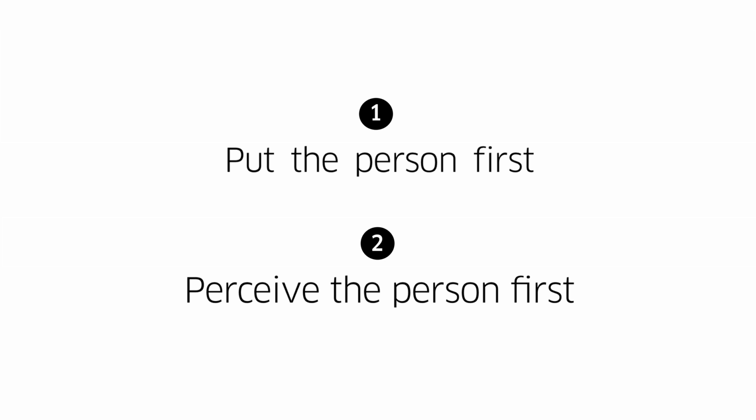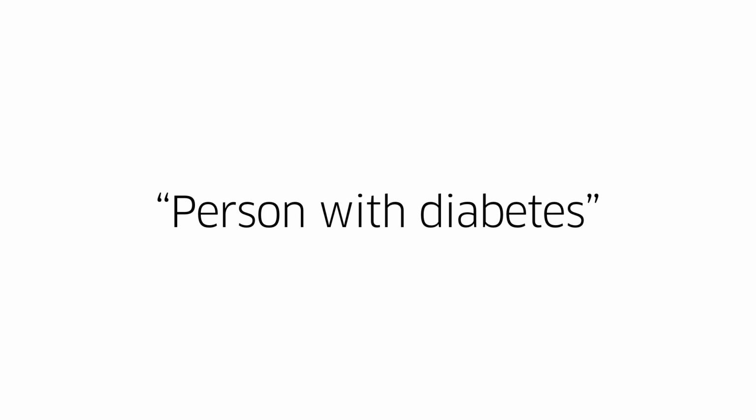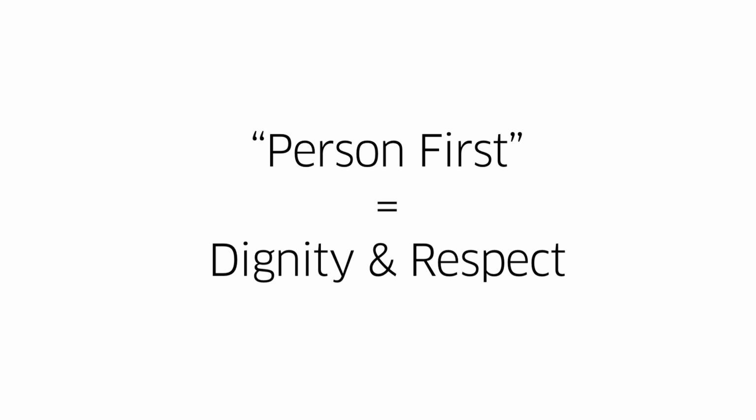So when we're talking about the language of person first, it means literally putting the person first in the sentence. So for example, instead of diabetic person, it's a person with diabetes. Or wheelchair user, it's a person that uses a wheelchair. And so it means literally putting the person first. It shows the dignity and respect of seeing the person before you talk about their disability. So person first is the language.